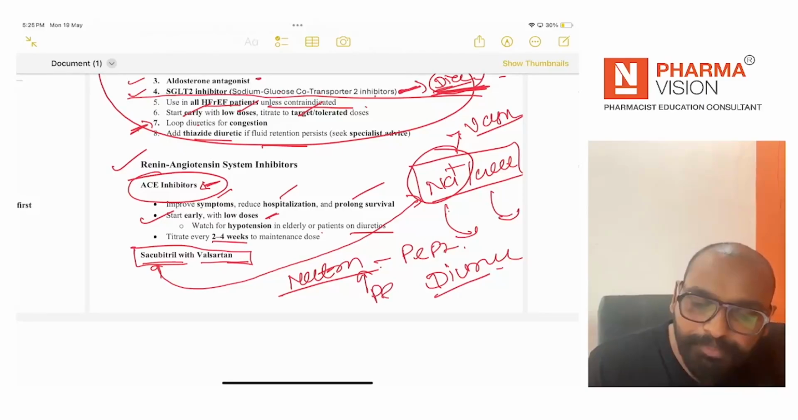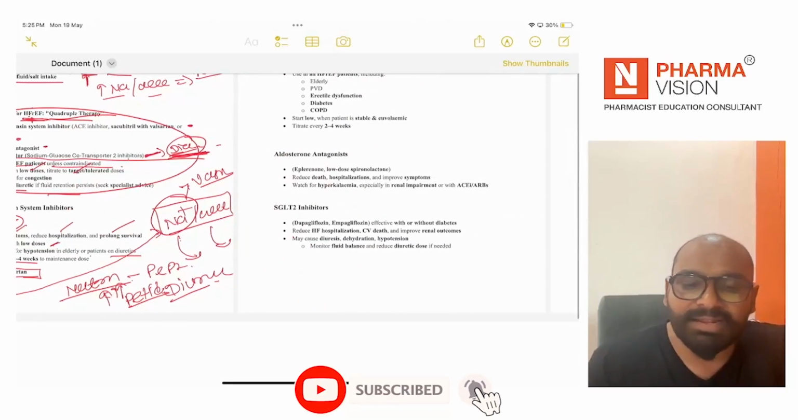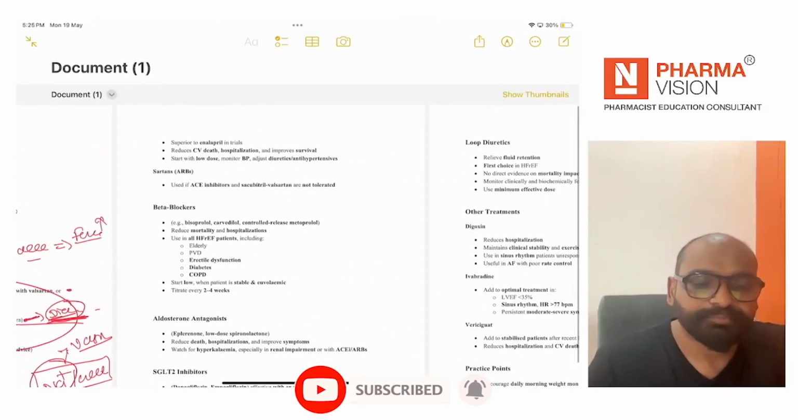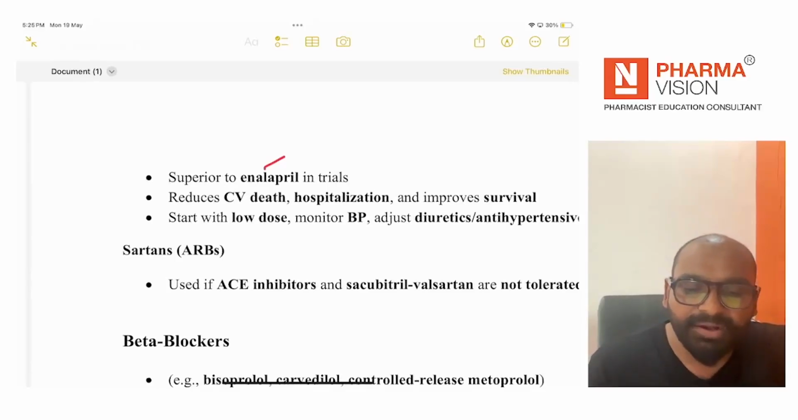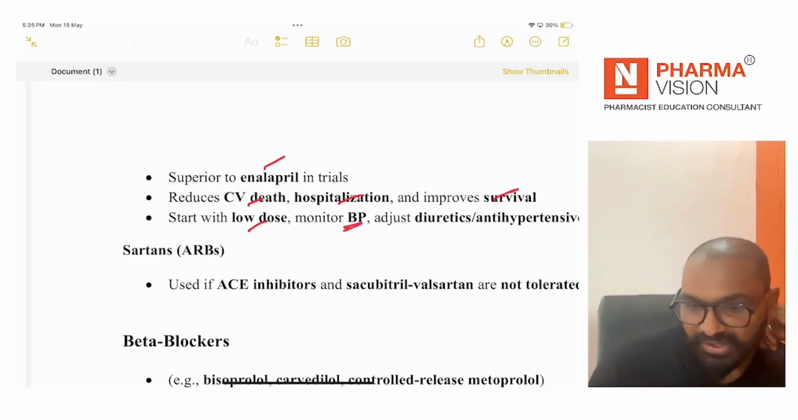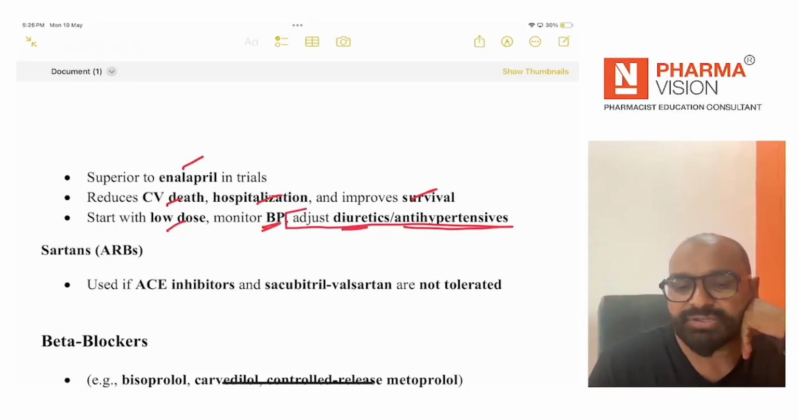natriuretic peptides concentration. Okay, and valsartan, we know valsartan. Okay, this combination is superior to enalapril, reducing cardiovascular death, hospitalization and improving survival. Start with the low dose, monitor blood pressure. Okay, vasodilatory effect, so we have to, and also the diuretic effect and antihypertensive effect.